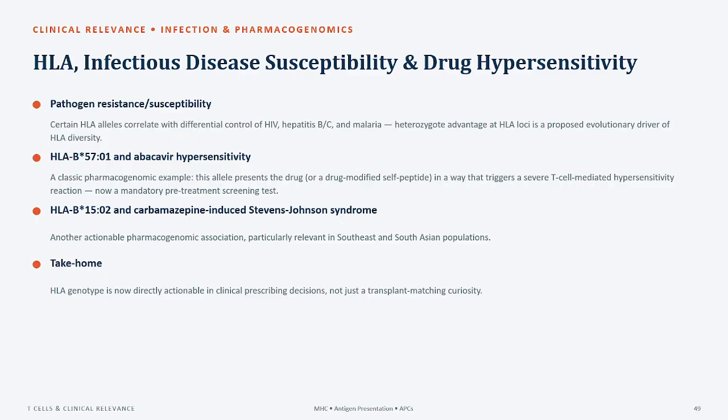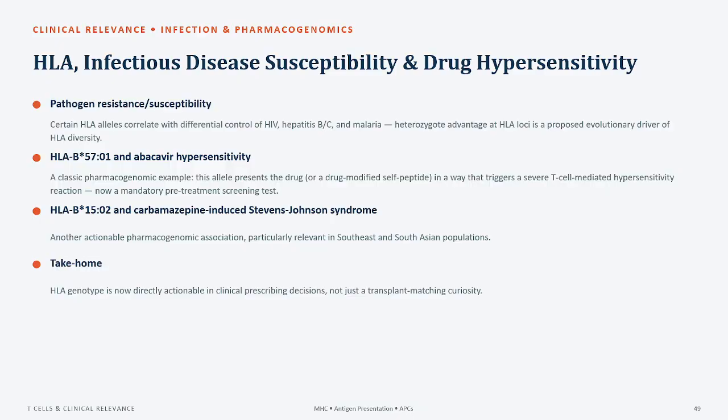Now, HLA, infectious disease susceptibility and drug hypersensitivity. Pathogen resistance or susceptibility, where certain HLA alleles correlate with differential control of HIV, hepatitis B, hepatitis C, and malaria. The heterozygote advantage at HLA loci is a proposed evolutionary driver of HLA diversity.